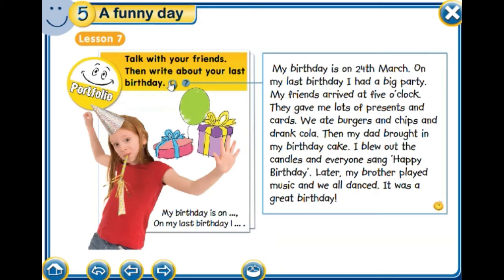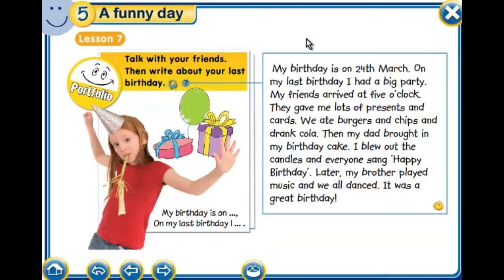My birthday is on the 24th of March. On my last birthday, I had a big party. My friends arrived at 5 o'clock. They gave me lots of presents and cards. We ate burgers and chips and drank cola. Then my dad brought in my birthday cake. I blew out the candles and everyone sang happy birthday. Later, my brother played music and we all danced. It was a great birthday.